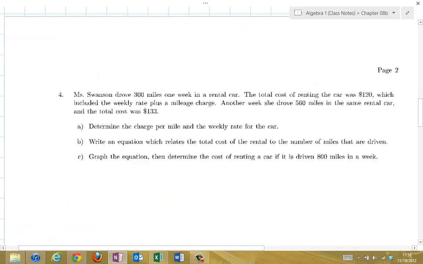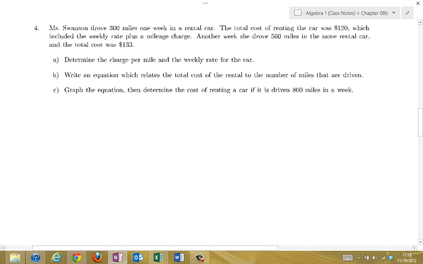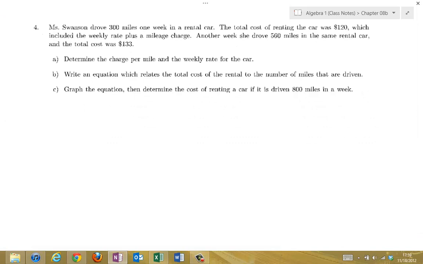Okay, moving on to the next one. Ms. Swanson drove 300 miles one week in a rental car. The total cost of renting the car was $120. That includes the weekly rate plus a mileage charge. Another week she drove 560 miles in the same rental car and the total cost was $133. Determine the charge per mile and the weekly rate for the car.